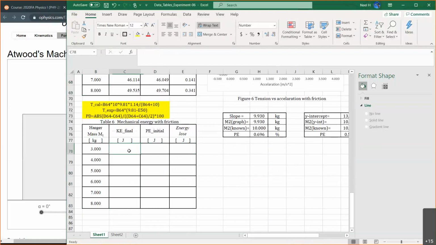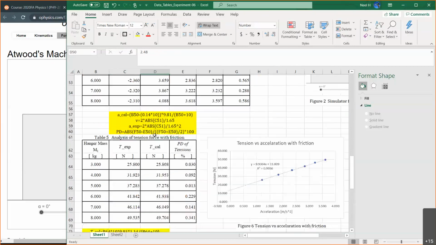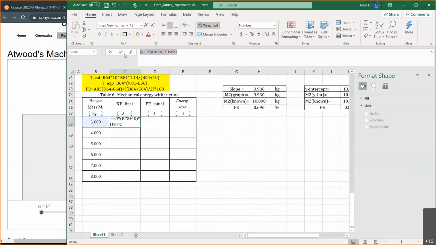The kinetic energy final formula is the same again. Equal sign 0.5 times parentheses m1 plus m2, which is 10 kilogram, close brackets, v to the power 2. Velocity is in table number 4, cell number D50. So cell D50 times cell D50, power 2. Kinetic energy, let's copy paste that command. This is kinetic energy final.